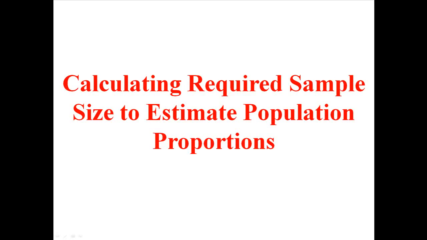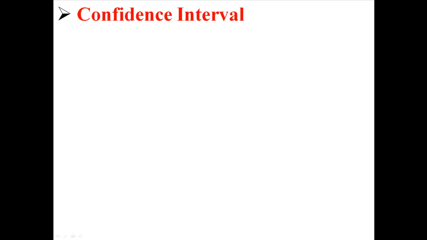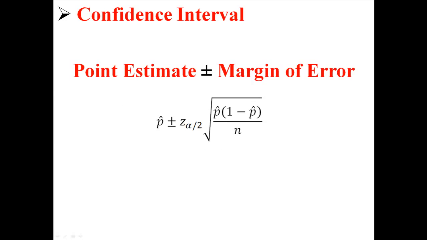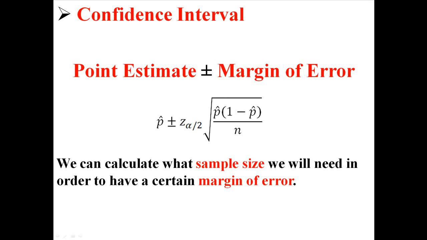Now that I've talked about confidence intervals for population proportions, I can actually talk about how to calculate what sample size you'll need to do certain things. So remember that confidence intervals are just a point estimate plus or minus a margin of error. Like below, we have our sample proportion plus or minus our whole thing that is the margin of error. We can actually calculate what sample size we'll need to have a certain margin of error that we specify.